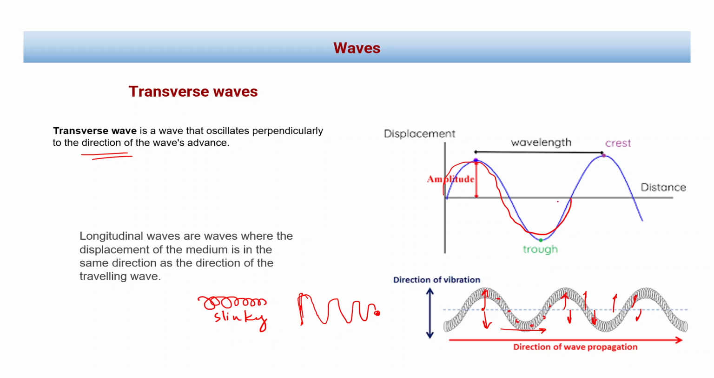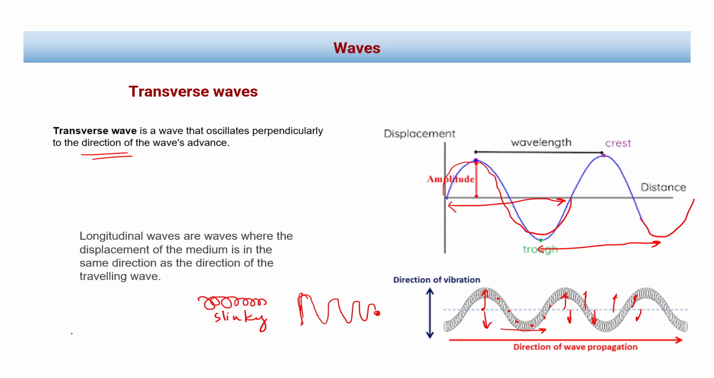This is called wavelength. From any point to another point where this behavior starts repeating, that is called the wavelength of the wave. So either you can take from here to here, or from maximum to maximum, or from this point to wherever you will see, this will show the wavelength of the wave. So this is a transverse wave.